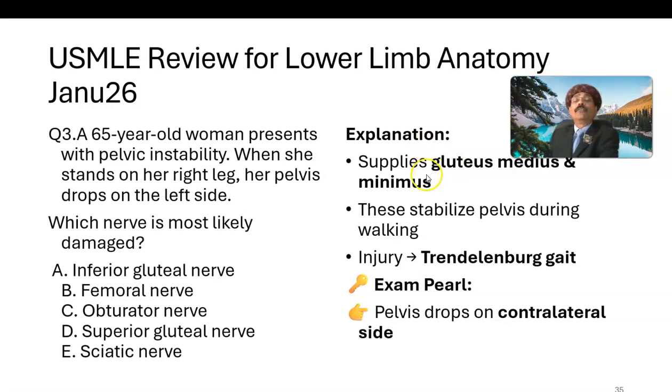Explanation: the superior gluteal nerve supplies gluteus medius, minimus, and also tensor fascia lata. But for the Trendelenburg sign, the most important muscle is the gluteus medius. This stabilizes the pelvis during walking. Injury leads to a positive Trendelenburg gait. That means one side of the hip will go down. Okay. Pelvis drops on the contralateral side.